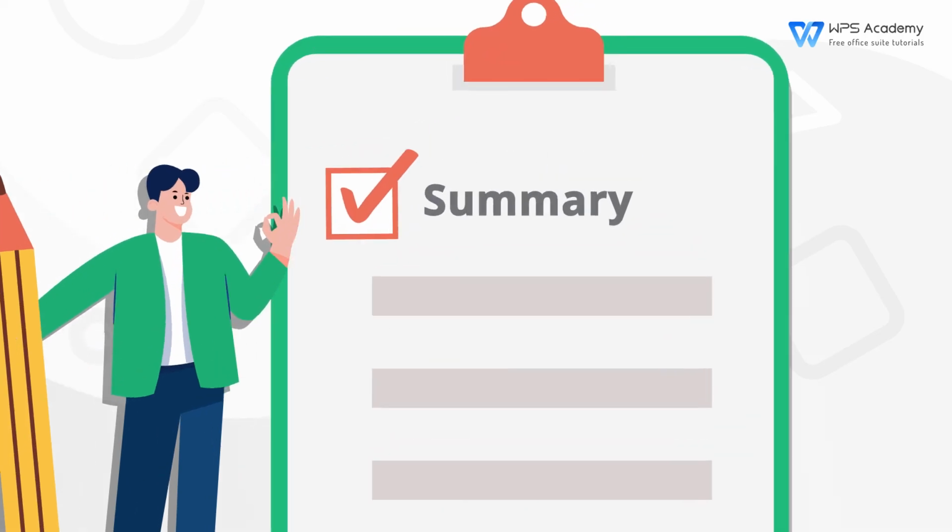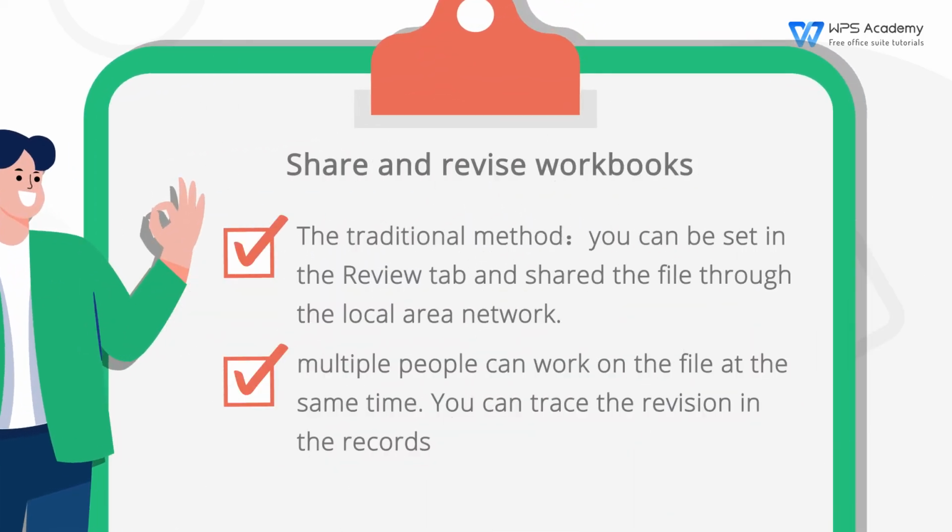We learned how to share and edit files with our coworkers. There are two methods to share files. One is the traditional method that can be set in the Review tab and share the file through the local area network. Thus, multiple people can work on the file at the same time. You can trace the revision in the records.